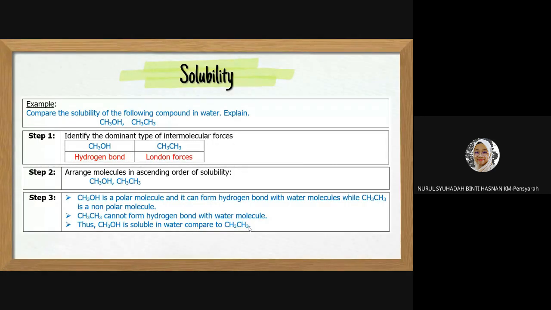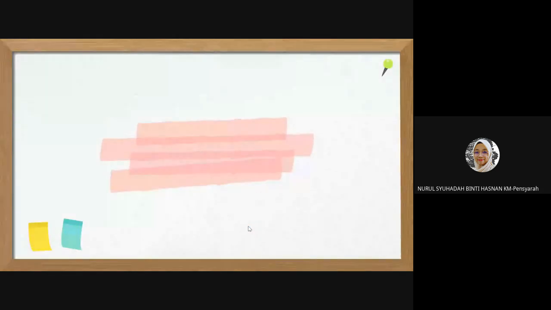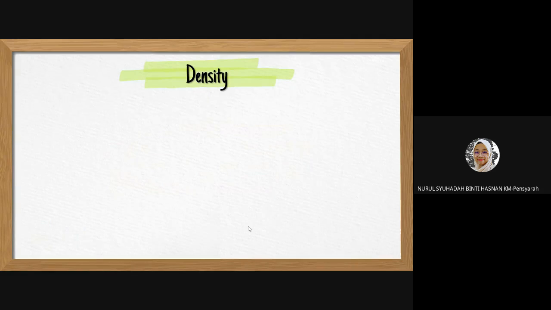Okay, dan terakhir sekali untuk sekarang ni, okay, nanti kita jumpa lagi. The last one is density. Okay, untuk density dekat sini, kita akan tengok satu saja. Okay, why water is denser than ice?